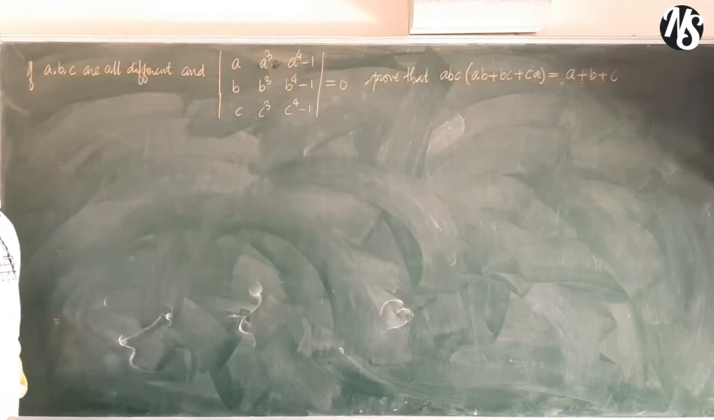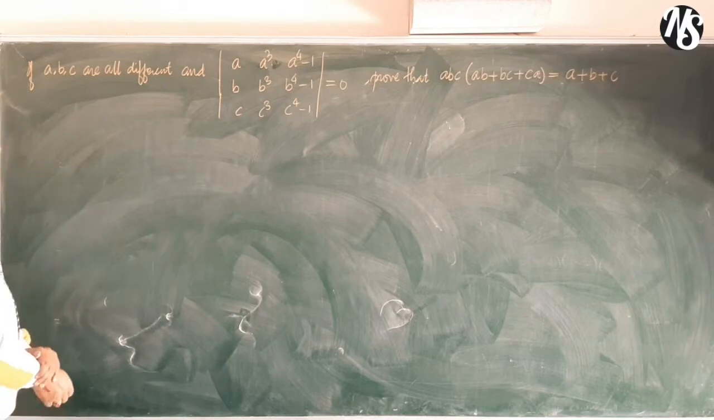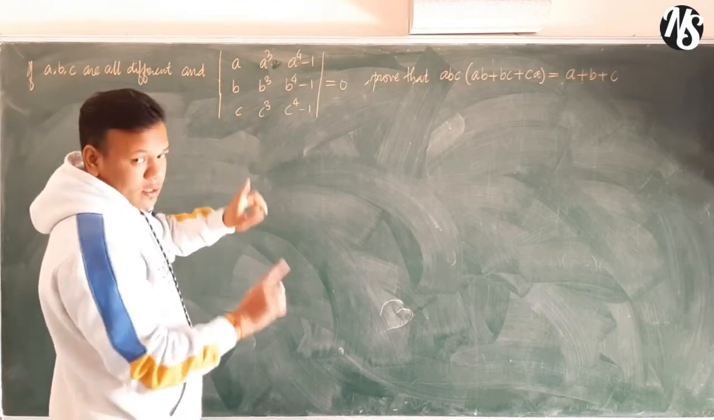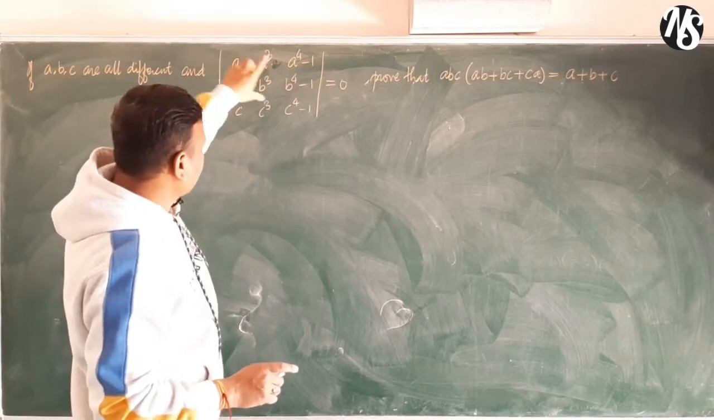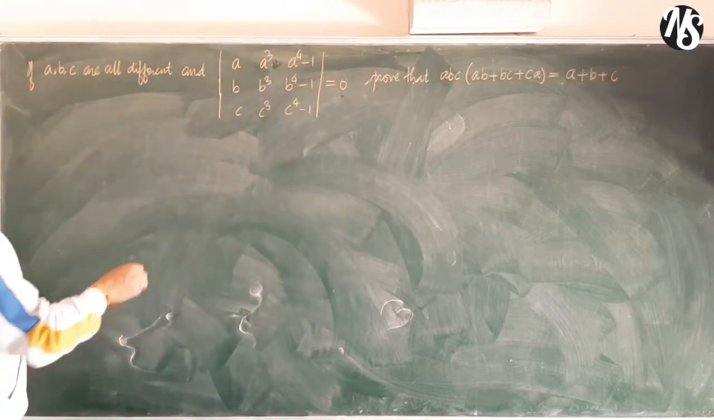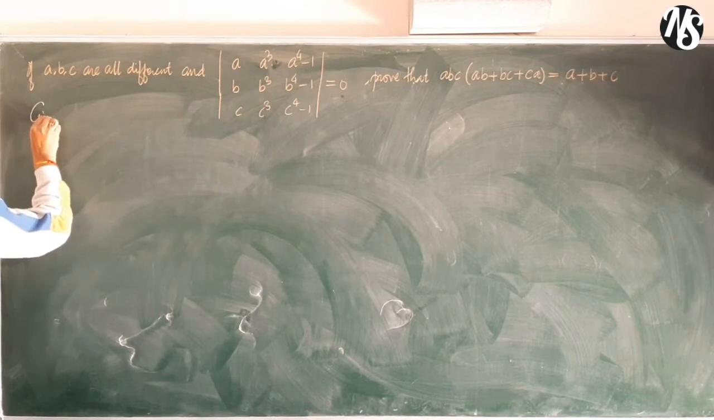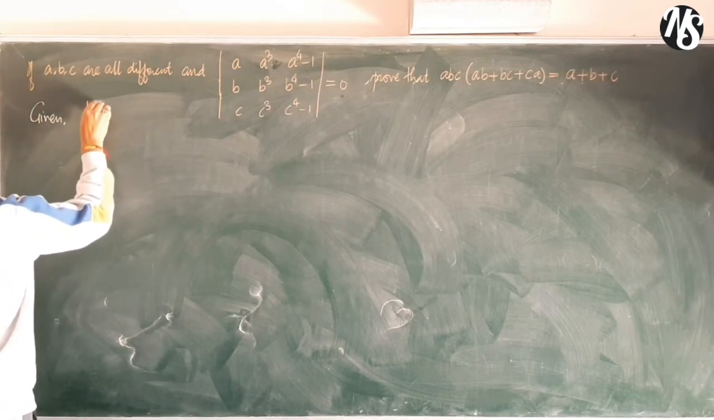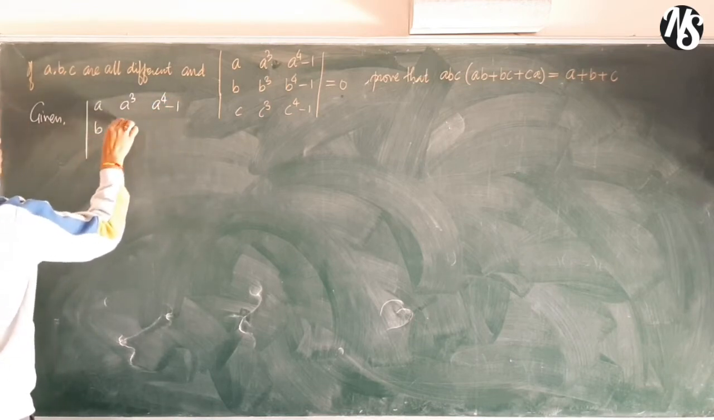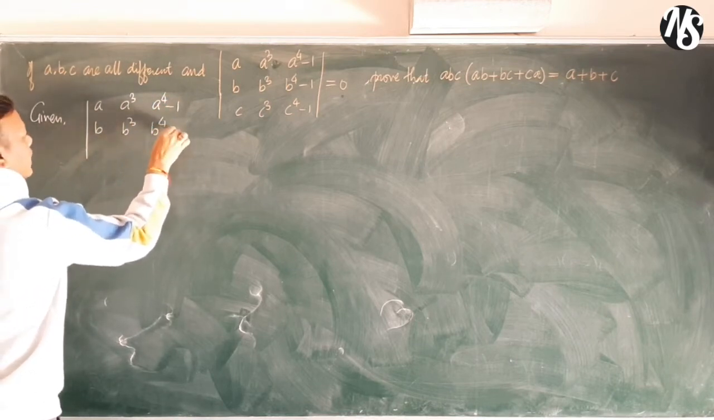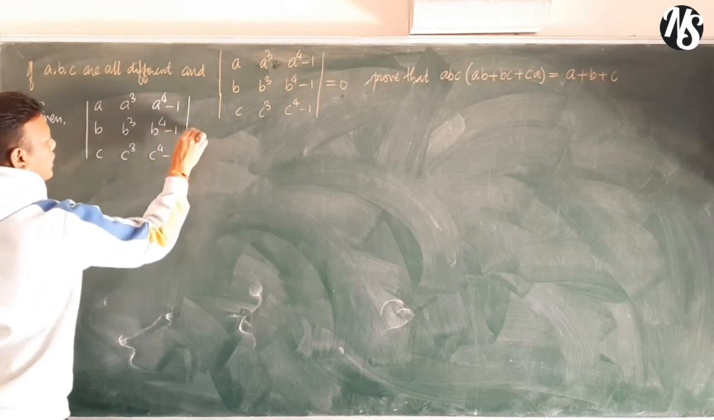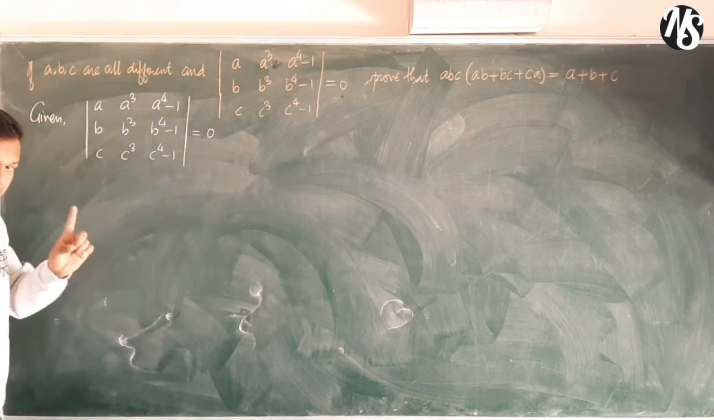Okay, so let's have a look at the last question for the day. The question says, if A, B, C are all different, so they are not equal to each other, and this determinant equals 0, we need to prove this particular thing. So given is, see here carefully, this determinant: a cube, a to the power 4 minus 1, b cube, b to the power 4 minus 1, c cube, c to the power 4 minus 1 equals 0. Now, see here very carefully.